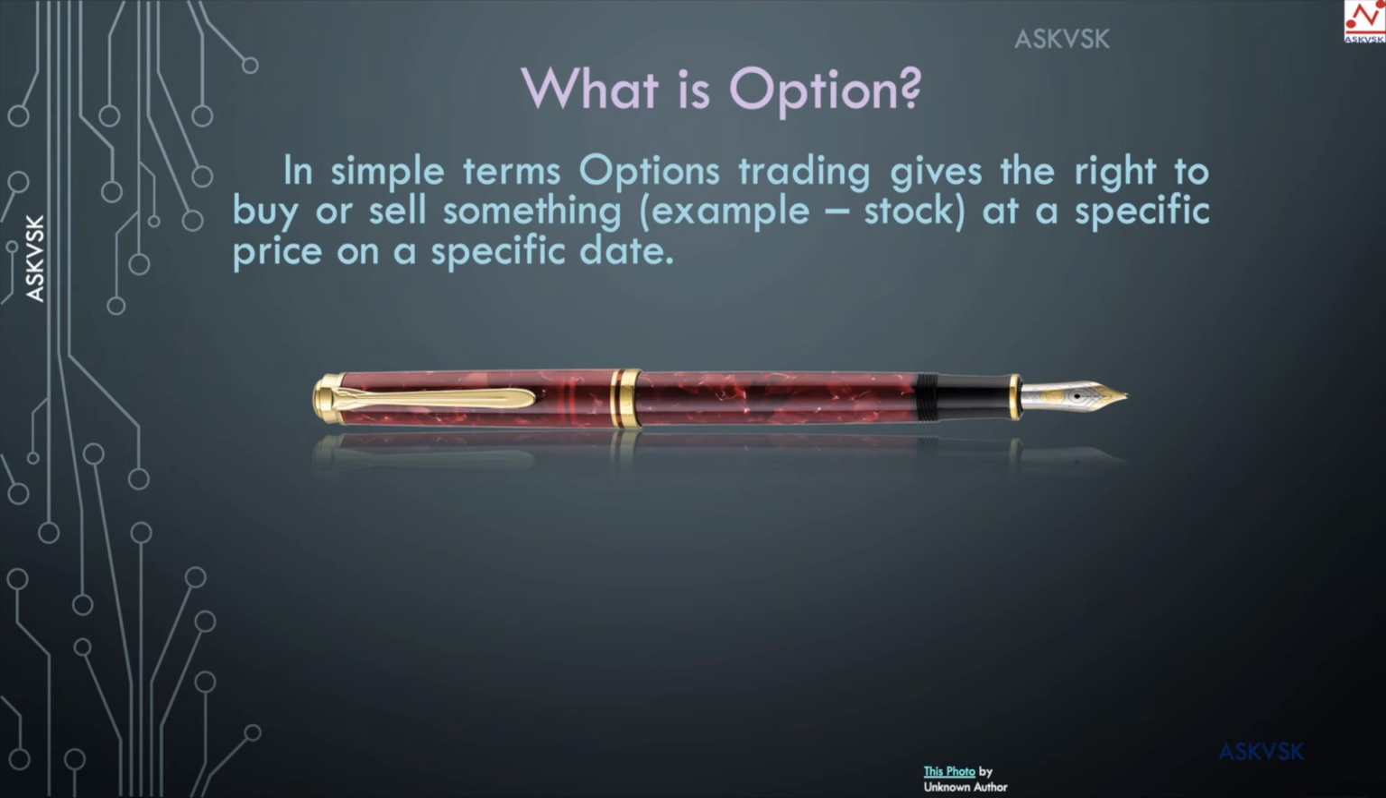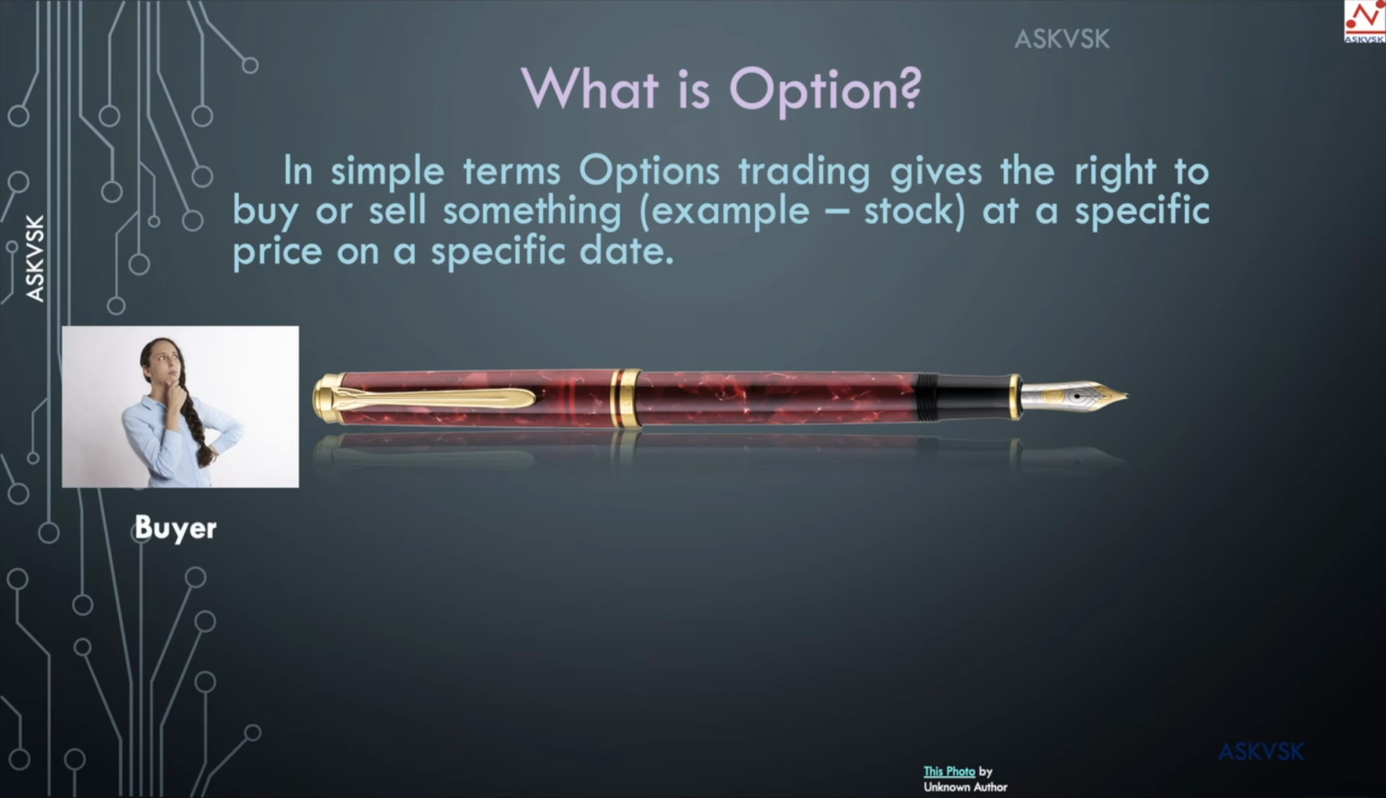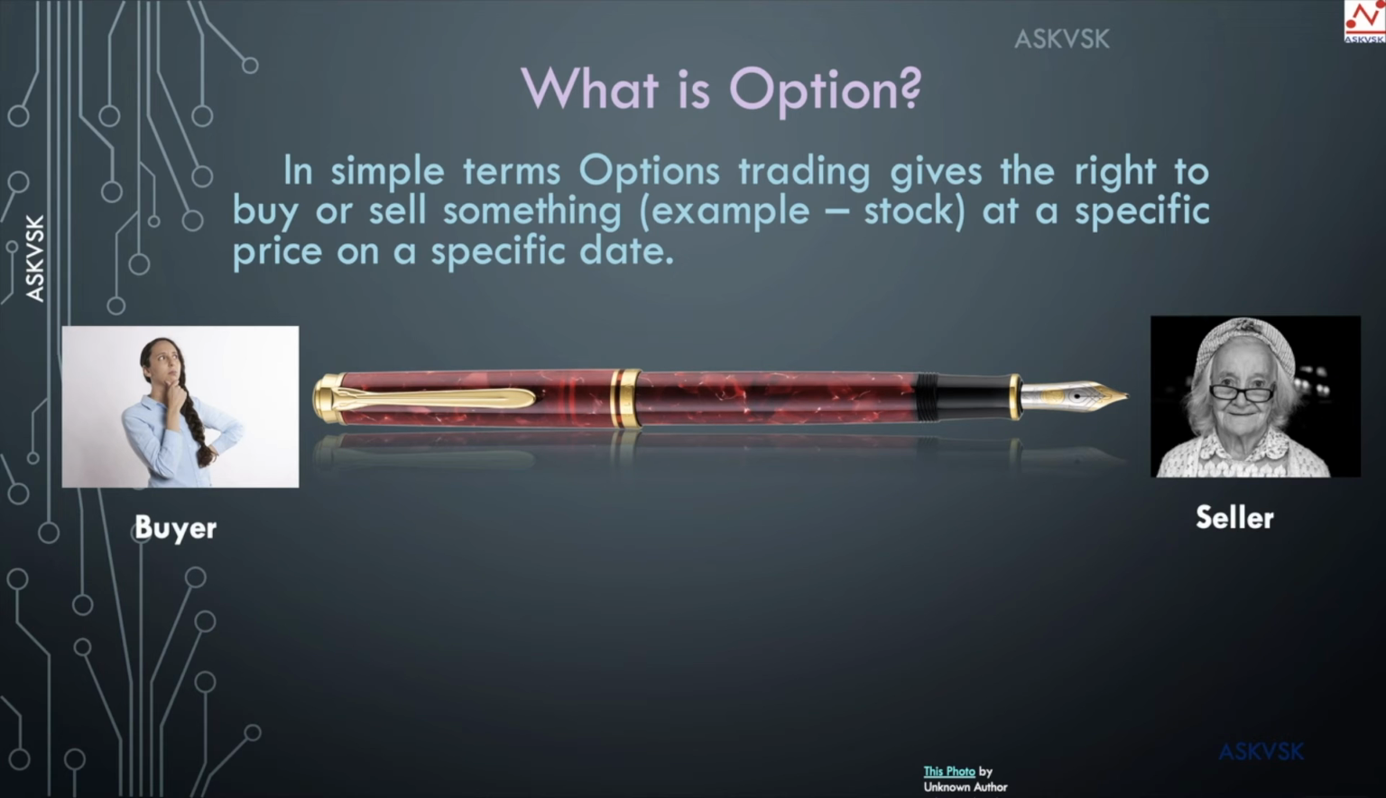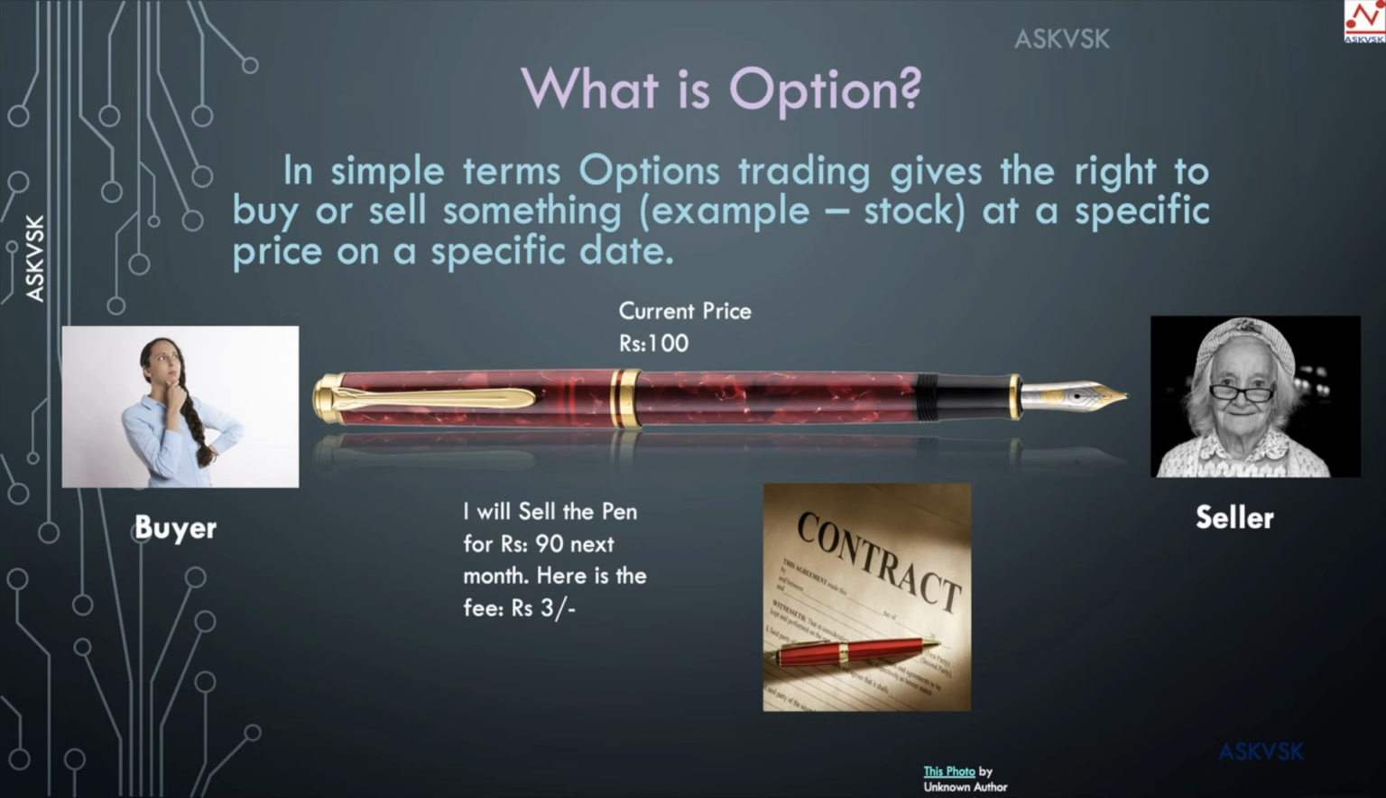Let's take the same example of the pen here. The buyer thinks that the prices of pens are going to go down drastically. So he contacts the seller and buys a contract with the seller, saying that he is interested to sell the pen for rupees 90 next month. The idea behind the buyer buying this kind of contract is he is expecting the price of the pen to fall drastically. Say, suppose it might go down to 50 rupees.